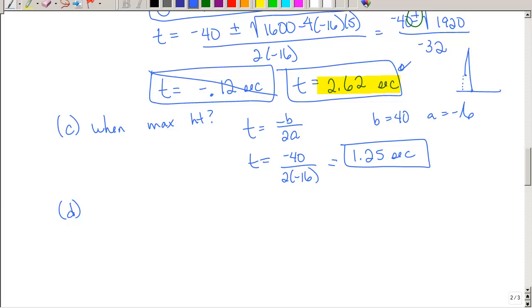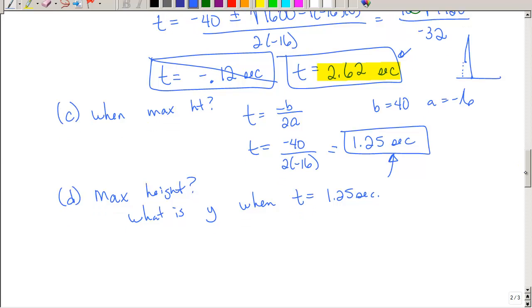And part D asks, what is the maximum height of the ball? Again, you could memorize a formula, but you're going to have so many to memorize. I think it's better to really understand. What is the maximum height? Well, that means what is y when t equals 1.25 seconds? Remember, it took that long to reach the maximum height, so let's just solve for y.